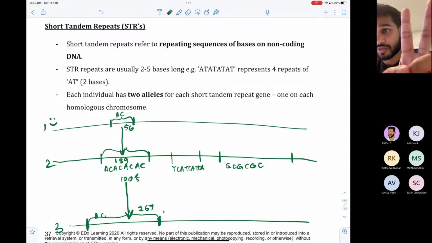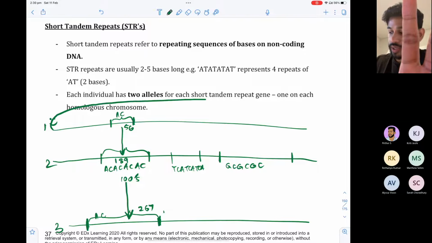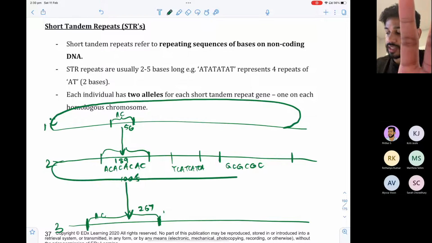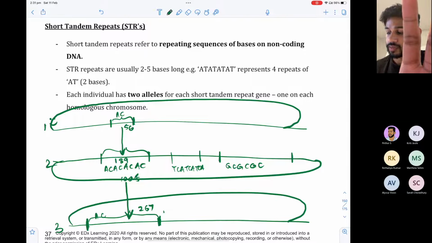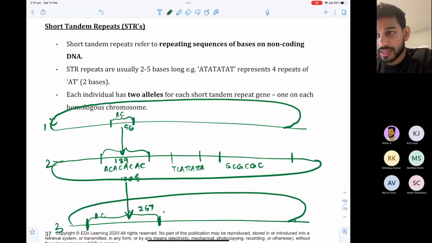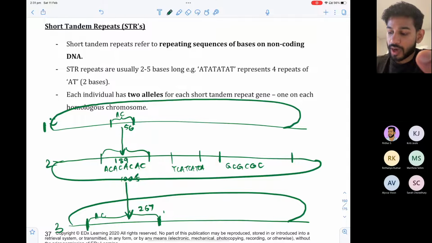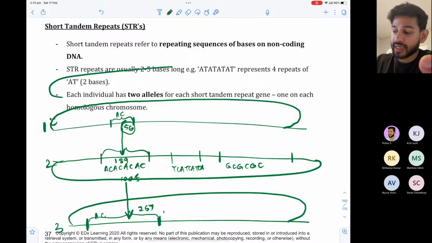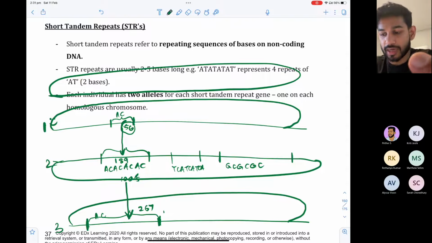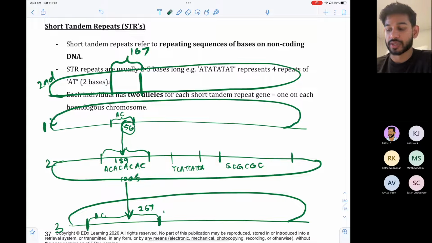Now, you might all remember we have 2 homologous chromosomes. What I drew here, each line is representing 1 chromosome. So what that means is if you have 2 homologous chromosomes, you have 2 sets of repeats. On homologous chromosome 1, I might have 56 repeats, but on the second homologous chromosome of similar size and shape, I'll also have an A and a C, and it'll have a different number of repeats. It might have 167 on my second homologous chromosome, right?